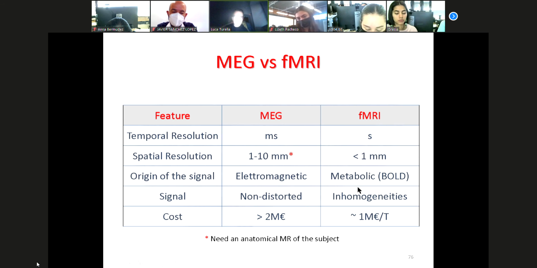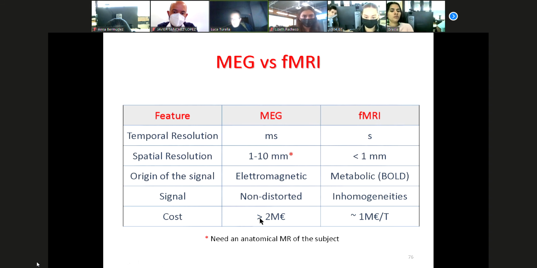Let's say that if you don't have any anatomical image of the subject, you are in the range of 10 to 5 millimeter spatial resolution. If you have the anatomical image of the subject, in any specific situations, you can go below, up to 1 millimeter. That is basically possible, but just in specific types of situations. In general situations, you are lower with respect to EEG, but still higher than fMRI.